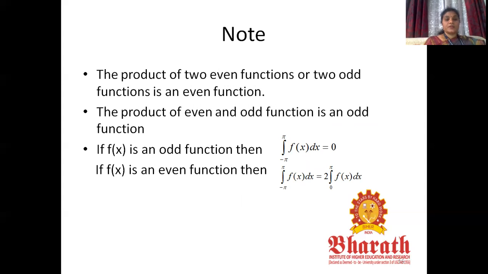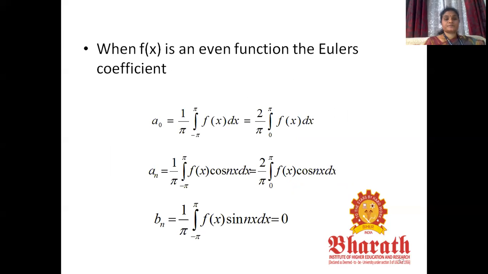Note, the product of two even functions or two odd functions is an even function. The product of an even function and an odd function is an odd function. If the function is an odd function, then integral over minus pi to plus pi f of x dx equals 0. If the function is an even function, integral over minus pi to pi f of x dx is equal to 2 into integral over 0 to pi f of x dx.